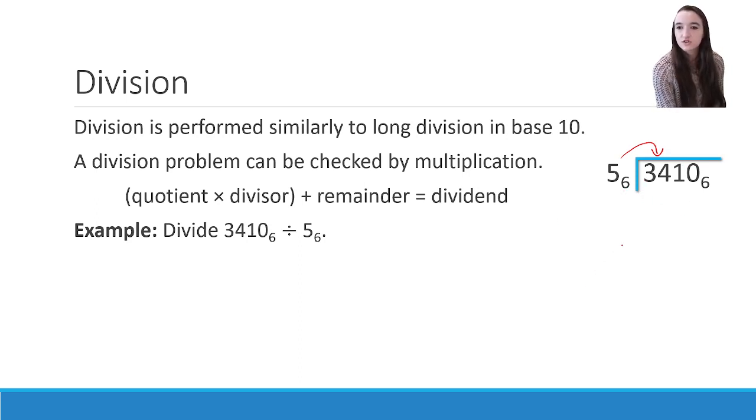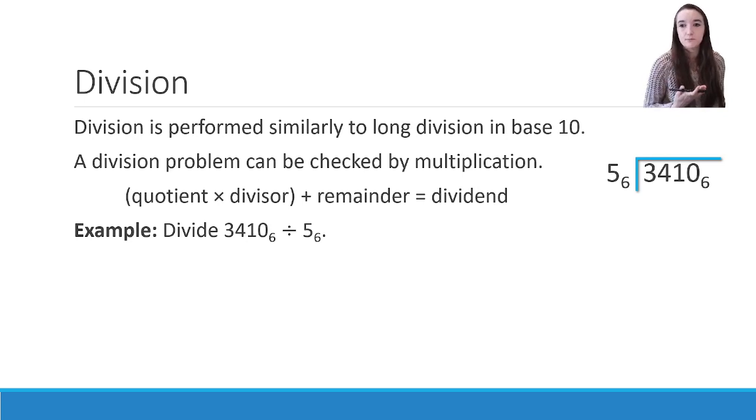So how many 5s to get to 34? In base 10, it'd be, okay, well, there's 6 of them, right? And so then 6 times 5 is 30, and I subtract that off, and I get 4, and I go on. But that's in base 10. How many 5s are there in 34 in base 6? That's a little bit different.